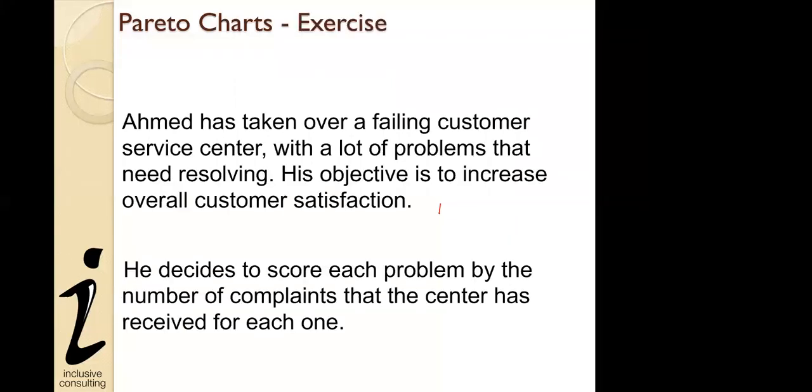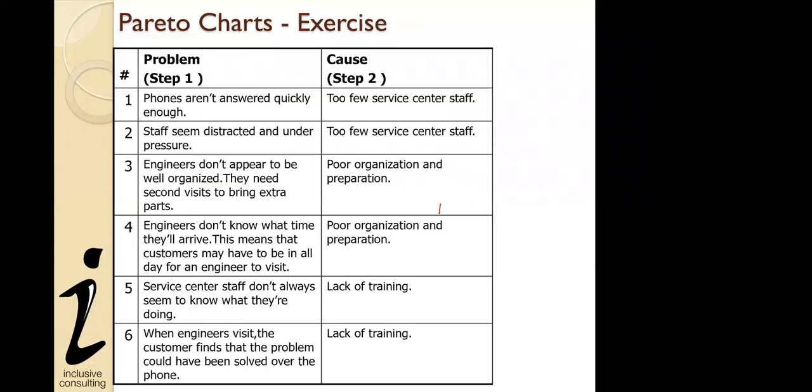How does that work in real life? Let's take an example. Ahmed has taken over a failing customer service center with a lot of problems that need resolving. His objective is to increase overall customer satisfaction. This customer service center could be for a service center, a bank, a telecommunication company, or anything. He decides to score each problem by the number of complaints that the center has received for each one. So how would Ahmed use a Pareto chart to help him make the decision? Traditionally, what people do is identify the problem, which is step number 1.